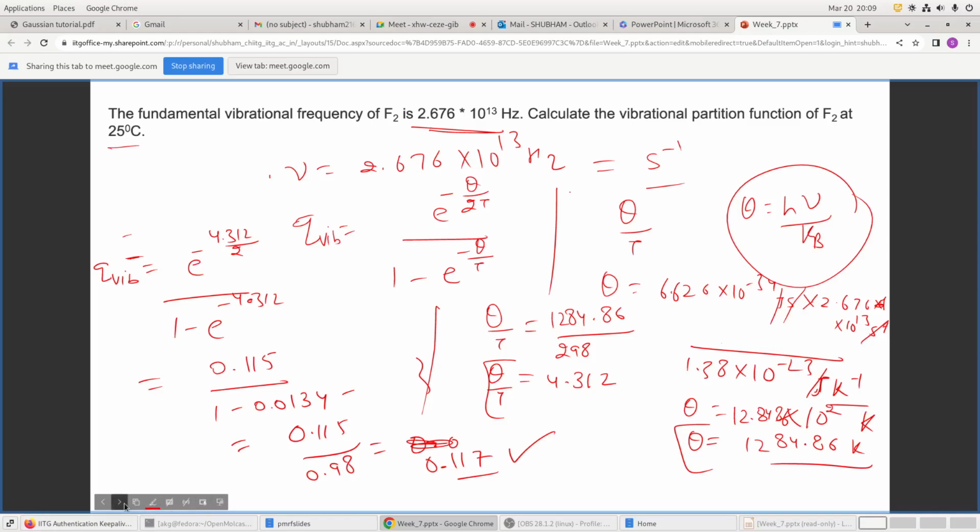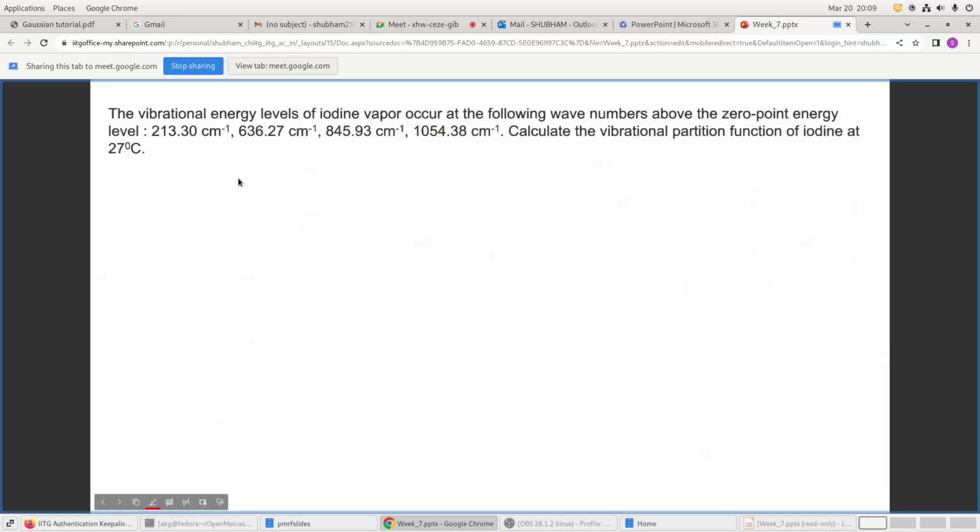To the next question now. Vibrational energy levels of iodine vapor occur at the following wave numbers above the zero point energy level. Calculate the vibrational partition function of iodine at 27 degrees Celsius.